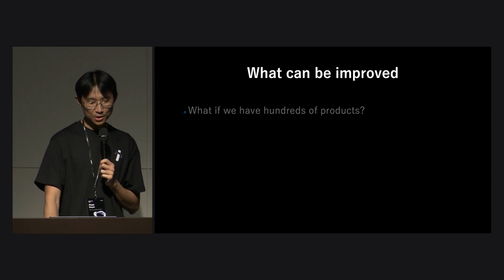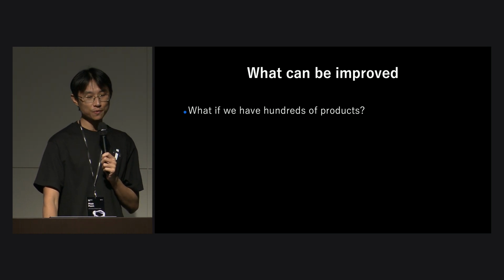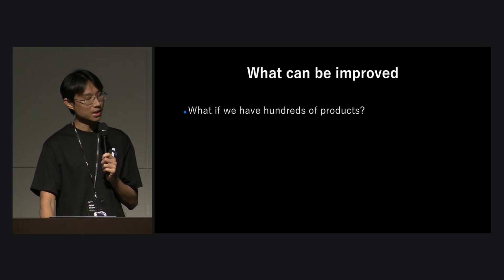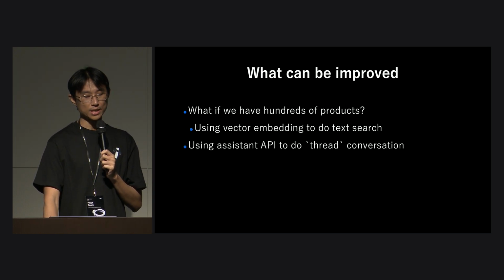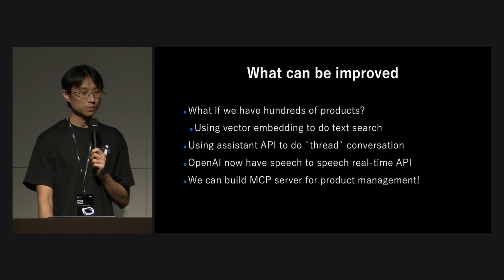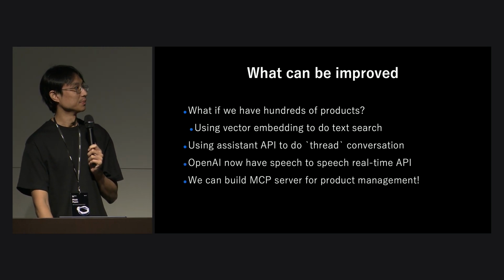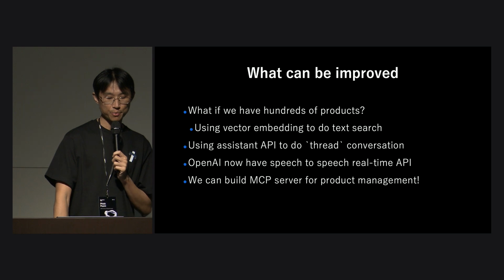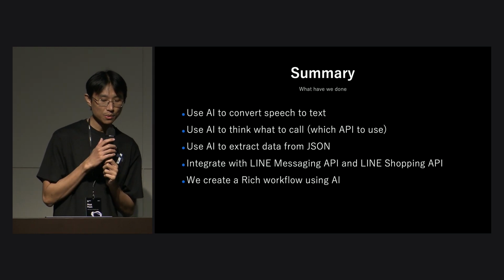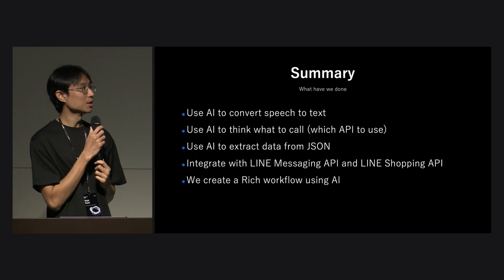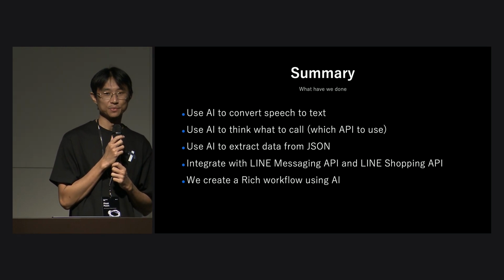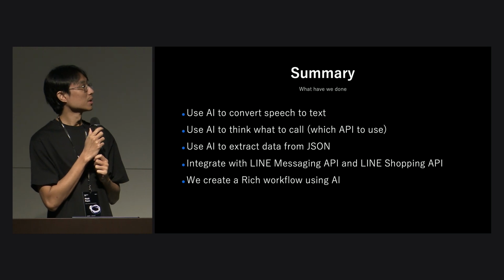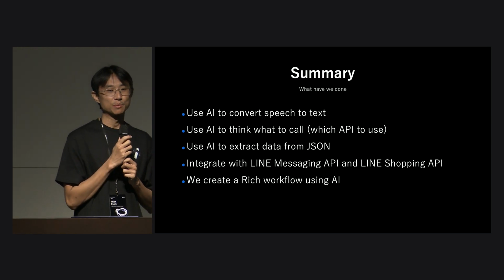Okay, so there's a lot of things that can be improved in the demo. Like if you have lots of product, how do we do this? Maybe we can use vector embedding, something like that, or use assistant API to do thread conversation, something like that. Or we can also use real-time API. Or we can build MCP server for product management. So in summary, we can use AI to do a lot of things, and we can create a rich workflow using AI.